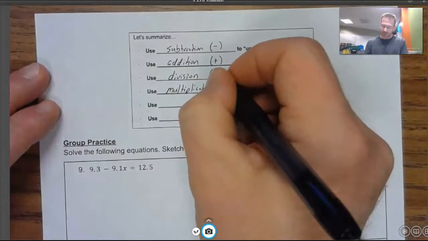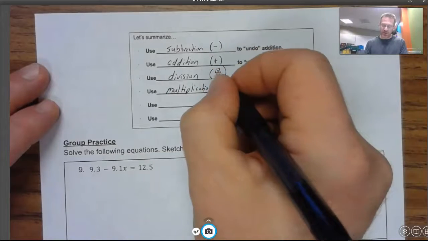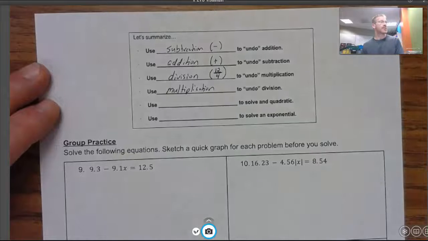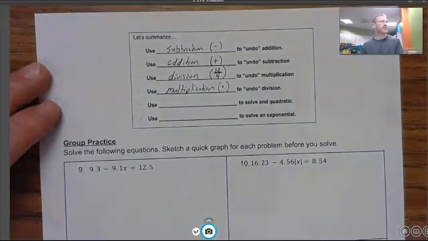Now, I'm just going to put like 12 divided by 4, like that. So when we do division, we don't use the division sign, we use the bar. All right, so we would definitely want to use the bar. And for multiplication, we use a dot. We don't use the x because we already have variables of x in the problems lots of times. We don't want to confuse it, so we use that dot.